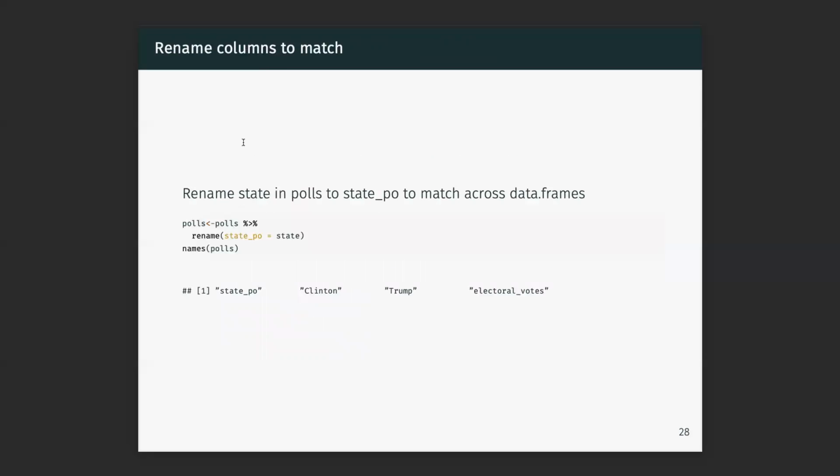So the first thing we need to do is the rename, right? We're going to take our polls variable, and take the state variable and rename it state PO, right? So now we have 4 variables in our polls table: state PO, Clinton, Trump, and electoral votes.